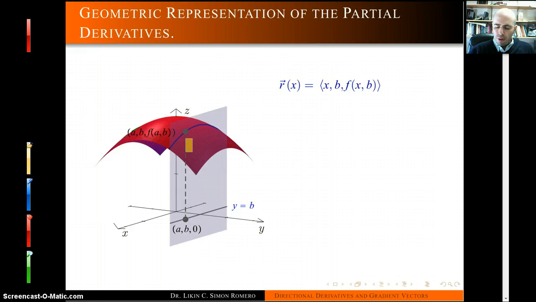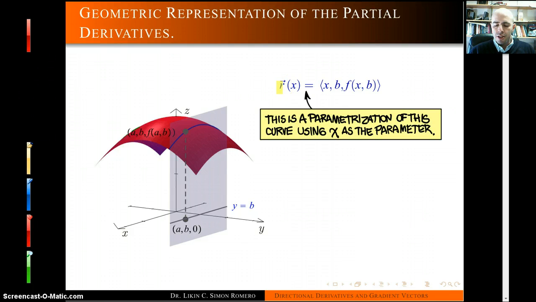So suppose that I take the plane y equal to b in the three-dimensional space. That will intersect the graph of the function. And the question is, can I parameterize this curve? The answer is yes, and I can do it like that. This parameterization parameterizes the curve using x as the parameter. Why x? Because x is the only variable that is moving.